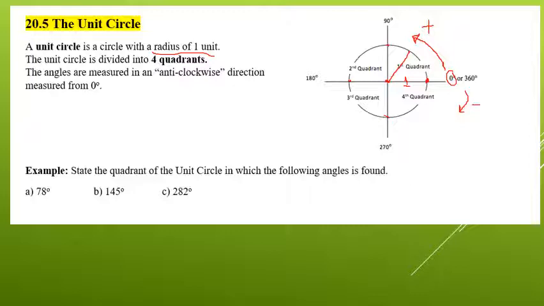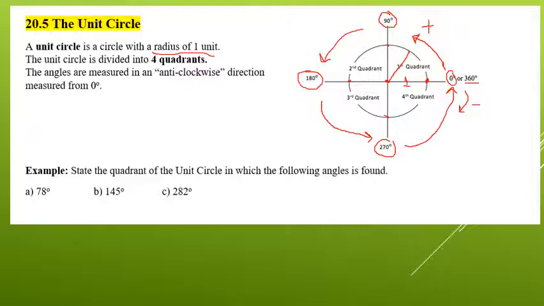So if I travel 1/4 of the circle around, I'm now up at 90 degrees. If I go another quarter of a circle around in the positive direction, I get to 180 degrees. If I go around another 90 degrees, I get 270 degrees. And if I do a complete lap of the circle, I've traveled 360 degrees.